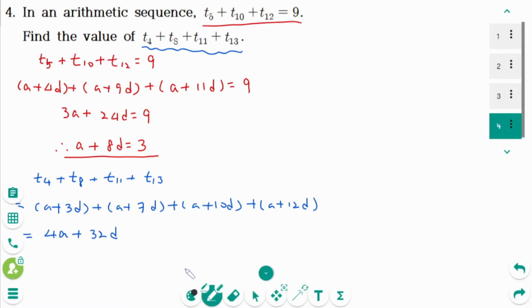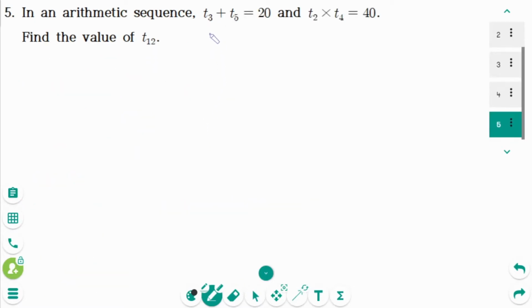Now can you see it? Take out the common factor 4, then A plus 8D. Then 4 times A plus 8D, which is 3. The final answer is 12. This is why we don't need to find A and D. We just need to find what A plus 8D is.